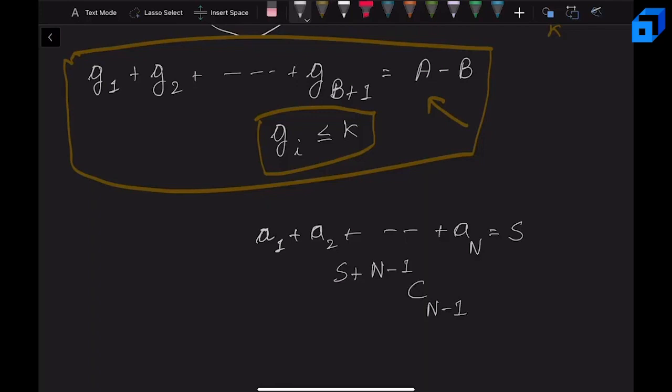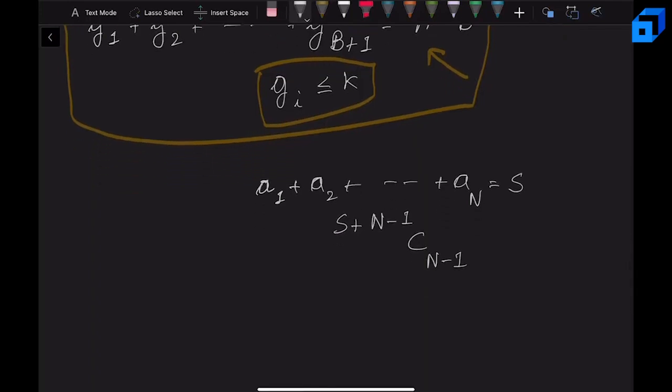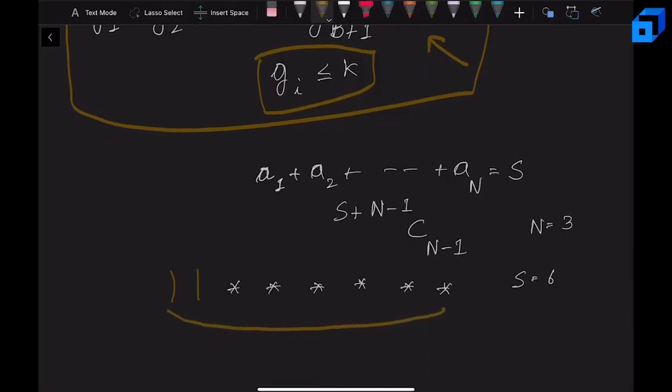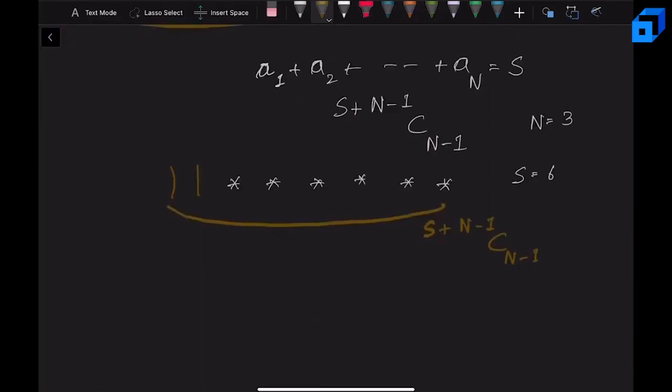Now, to give an intuition of why this is so, let's say we have S stars, and for example, S is 6 and N is 3. So what we do is we place 2 bars, that is, we select N minus 1 bars. The total number of solutions will be the number of ways to permute the stars and bars. The number of ways to permute this will be S plus the total number of bars, which is N minus 1, so S plus N minus 1, C N minus 1. Now why is this so? Consider any permutation. So we have a star, then a bar, then again a bar, and let's say we have the remaining stars.